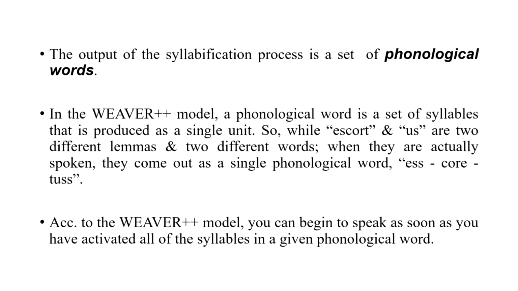Now, once you have done syllabification, what we are ending up with is called a phonological word. How are we going to speak something? So, for example, if you are going to speak escorting, we have three parts. We have es, cor and ting. This is the set of phonological words, and this is how we are going to execute this. According to the Weaver++ model of William Levelt, one can begin to speak as soon as you have activated all the syllables of a given phonological word.